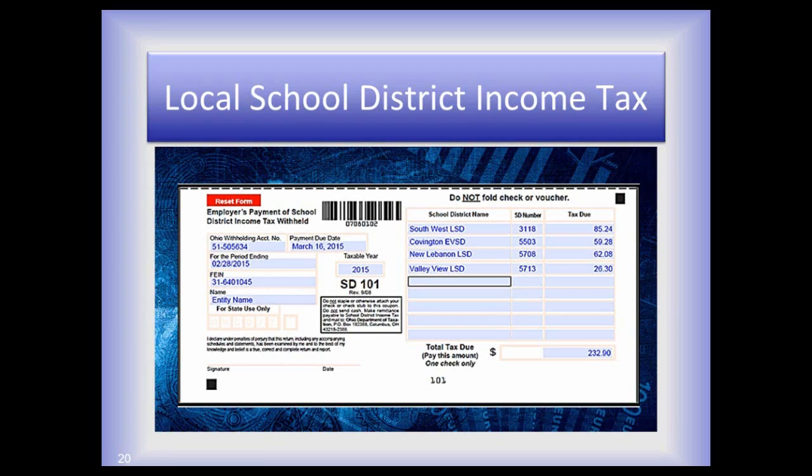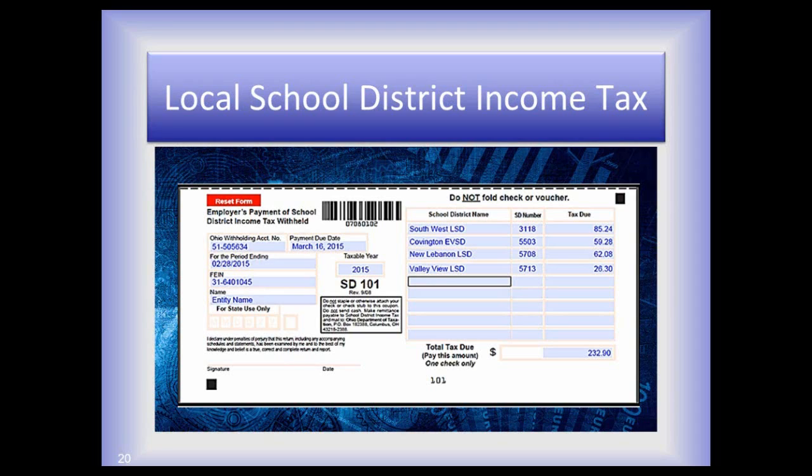Filing frequency. An employer's filing and payment frequency for school district income tax is determined each calendar year by the combined amount of state and school district income taxes that were withheld or required to be withheld during the 12-month period ending June 30th of the preceding year. The first filing frequency is quarterly. If the combined amount of taxes withheld or required to be withheld was $2,000 or less during the look-back period, then quarterly payments are made.